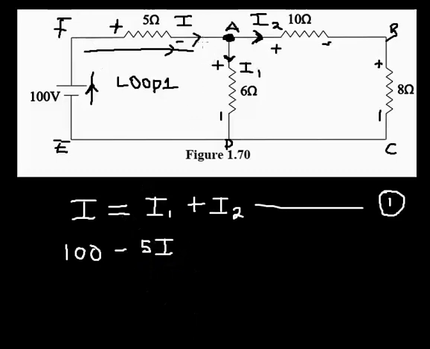Then I move on and meet the 6 ohm resistor, from positive to negative. That's still going to be negative. And we know the current passing through the 6 ohm resistor is I1, so the voltage drop across the 6 ohm resistor is going to be 6I1. From Kirchhoff's law, the sum of all these voltages around loop 1 is equal to 0. I call that equation 2.